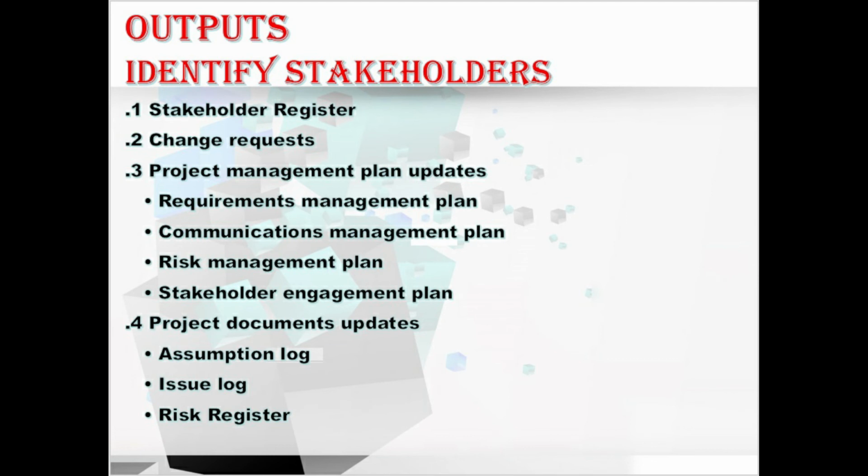Let's move to the next output, project management plan, which contains the requirements management plan, communication management plan, risk management plan, and the stakeholder engagement plan. First, the requirements management plan. In this output, newly identified stakeholders can impact how the requirements activities will be planned, tracked, and reported.